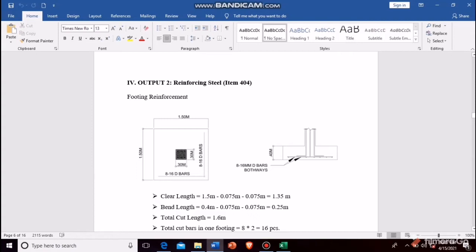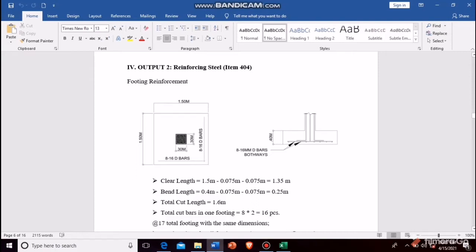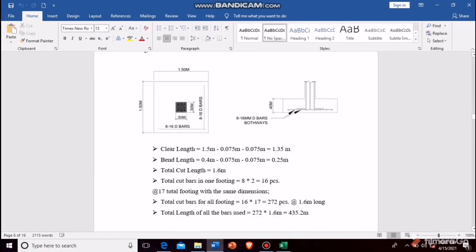This is the diagram. This is my plan. This is the footing. The length is 1.5, width is 1.5, square. So the clear length is 1.5 minus 0.075 meter clear cover on both sides, that is equal to 1.35 meter.